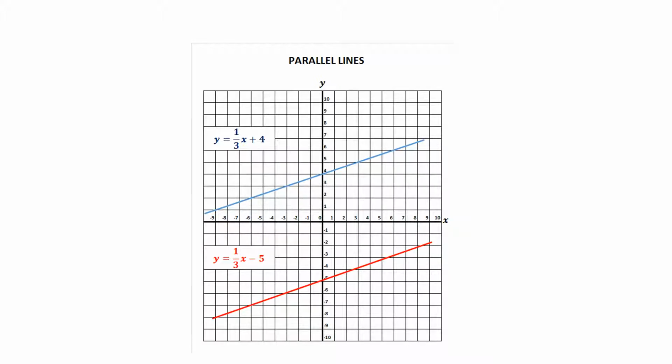Parallel lines. Now, the blue line has the equation y is equal to 1/3 times x plus 4. The slope is 1/3, the y-intercept is 4. The red line has slope 1/3, and the y-intercept is -5. The 2 lines are parallel. And the key is that they have the same slope. They slope the same way. So the slopes of each line is 1/3.